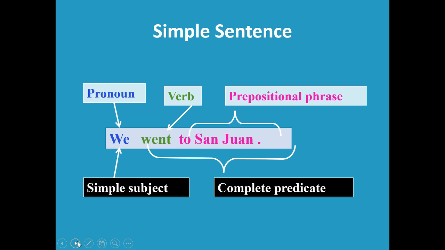Now keep in mind that a simple sentence does not mean that it is just 5 or 6 words short. It can be a 10 word or 15 word long sentence. But as long as it has a simple subject and one complete predicate, the sentence will be simple. Okay, here the point is a simple sentence does not mean that it has to be short. It can be really long also. Okay, keep that in mind.